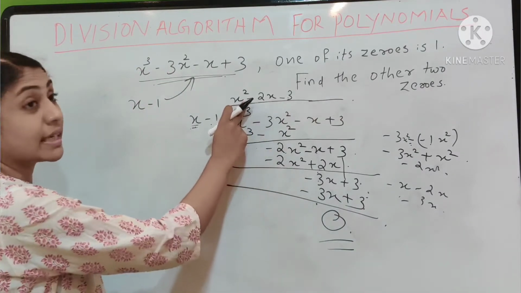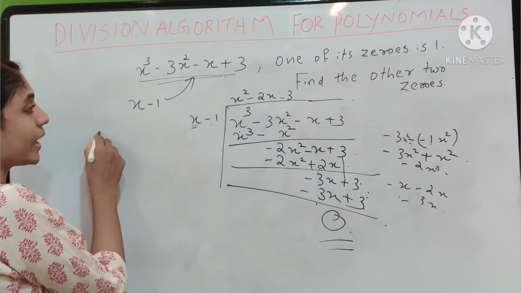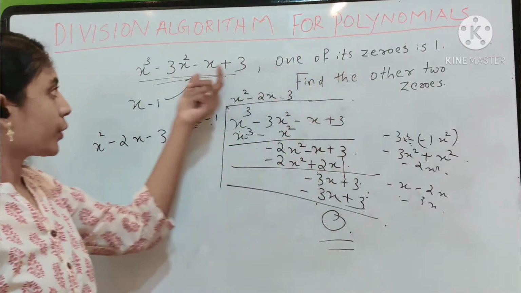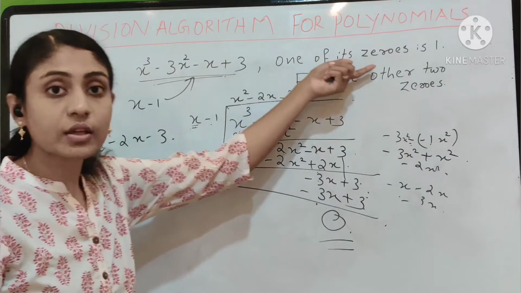So we got the other term, that is the quotient, as x square minus 2x minus 3. The question is to find the other 2 zeros for this cubic polynomial, where one of its zeros is given as 1.